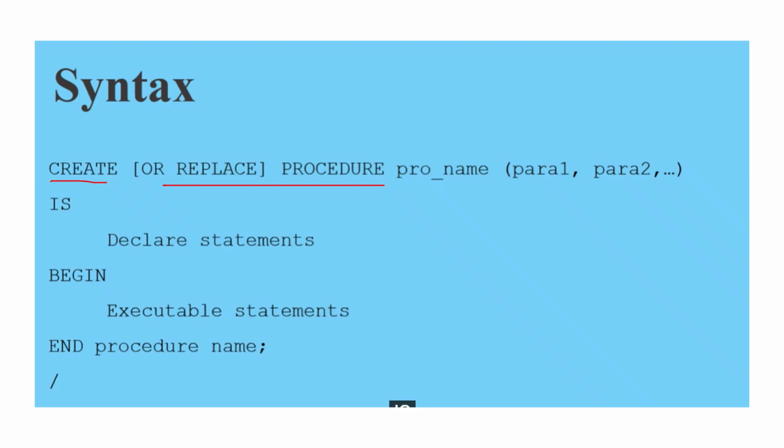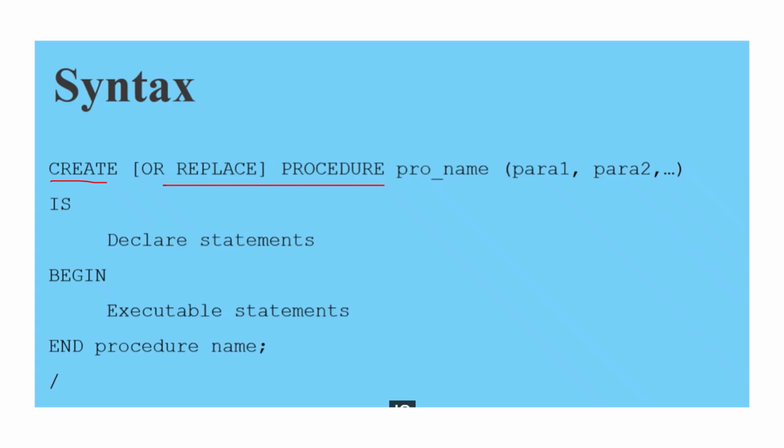After the procedure name we can give the parameters if the procedure needs them. Then comes a keyword, IS or AS; based on the SQL server, both are the same. Then the declaration statements, where we can declare variables, constants, anything here.